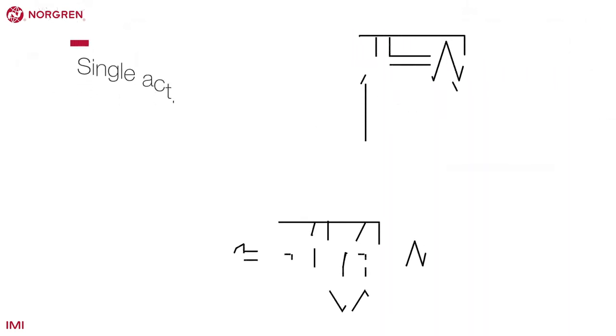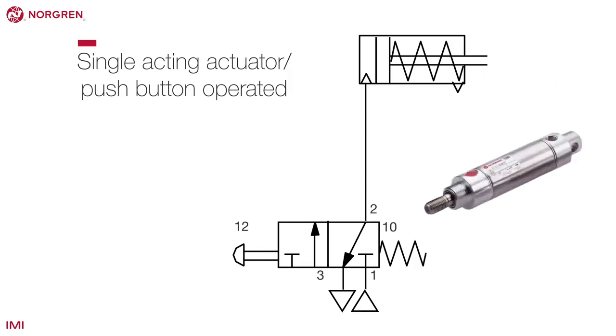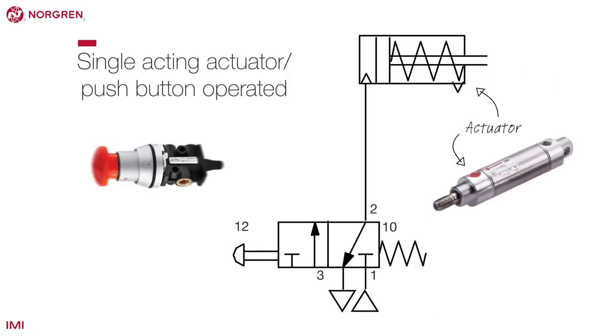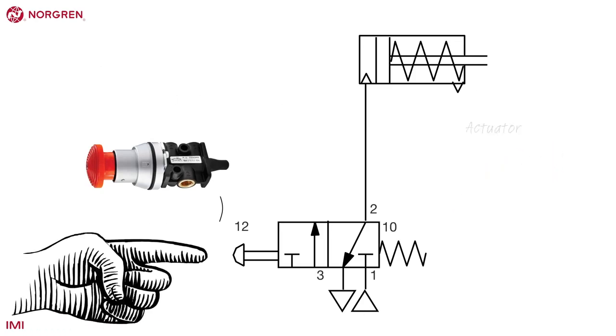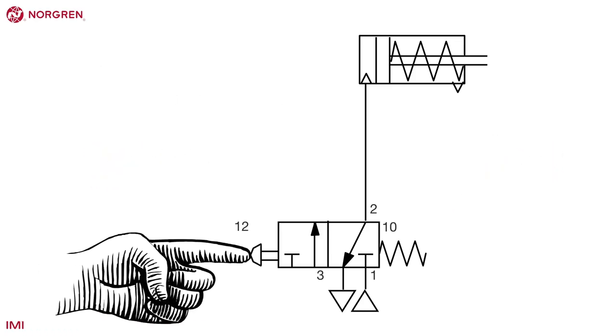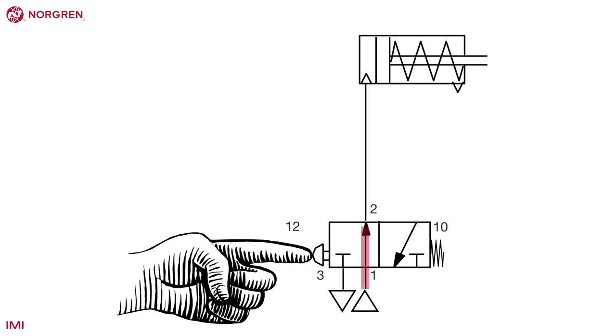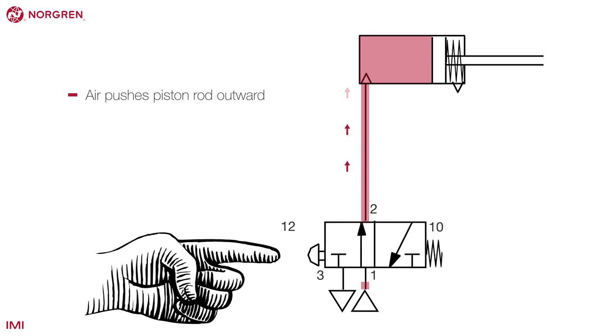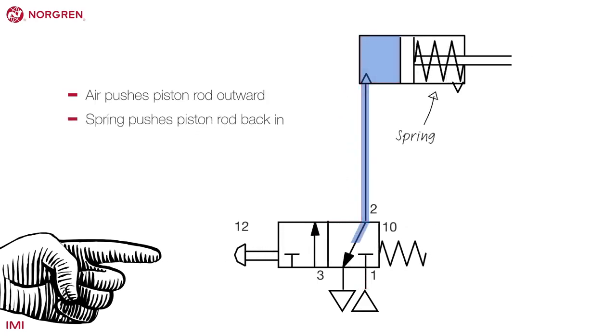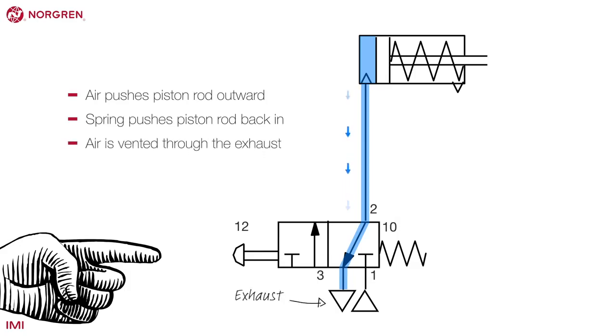functionality. The first example is a simple circuit consisting of a single acting actuator operated by a push button. As you can see, when the button is pressed, the air flows through to the cylinder, pushing the piston rod outward. When the button is released, the spring pushes the piston rod back in, and the air in the system is vented through the exhaust.